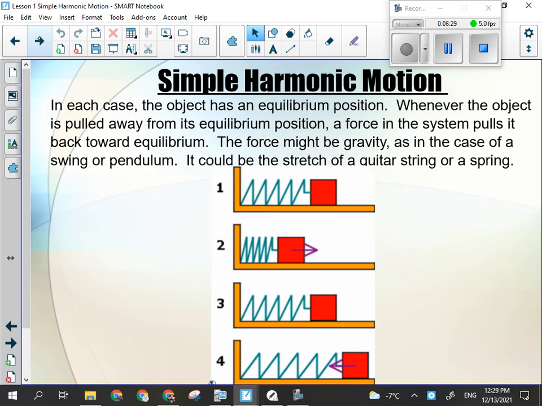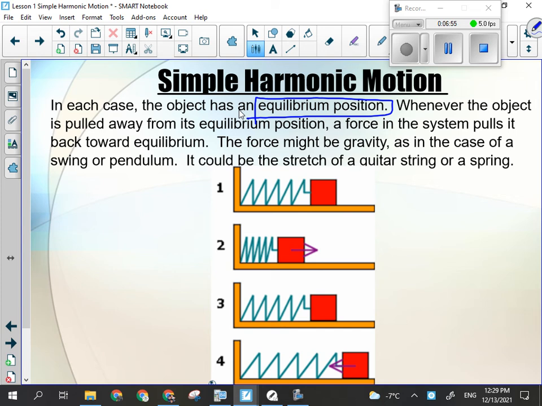So in each case, there's an equilibrium position. That's an important term that we have to know for the entire unit. Equilibrium position is where all the forces essentially add up to zero, where the net force acting on the object is zero, and thus where it would rest. As soon as you pull it away from that position, a restoring force begins to act.